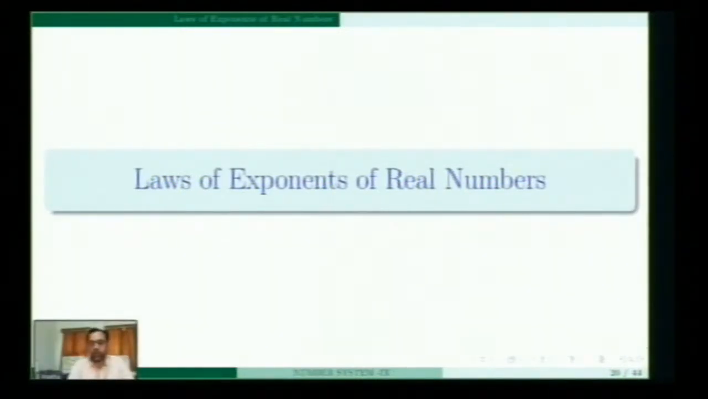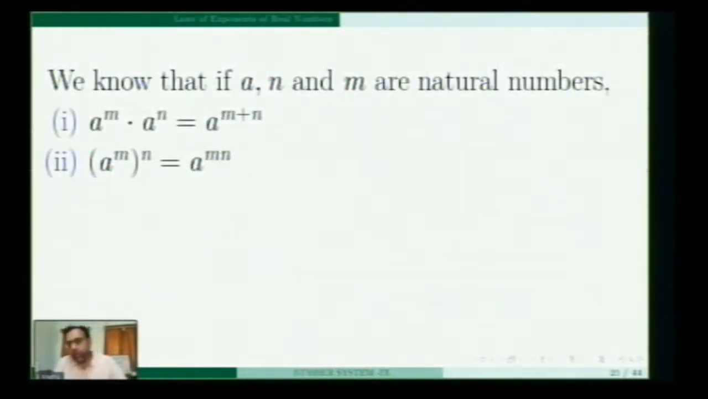What we want to do is extend our laws of exponents. From lower classes, students have studied laws of exponents when a, m, n all are natural numbers. You know many properties. What is a raised to m times a raised to n? What is a raised to m whole raised to n? What is a raised to m divided by a raised to n? All these things they have already studied.